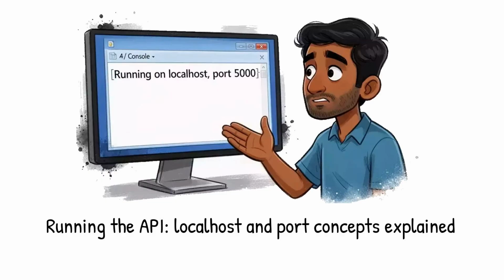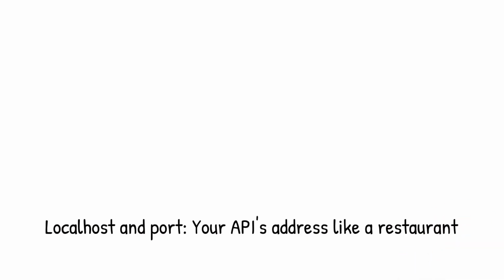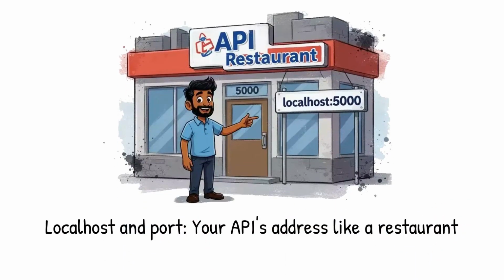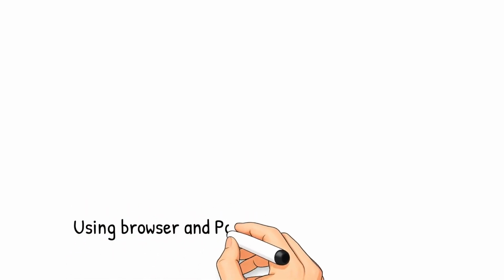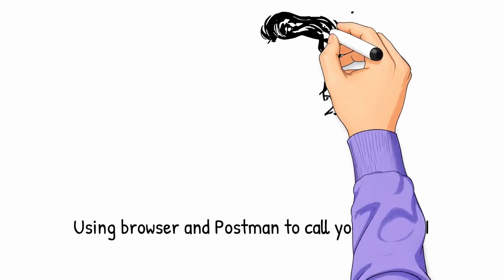Now, that word might be new, so let me make it simple. Localhost just means this very computer, right here. And port 5000 is like the specific door number your restaurant is sitting behind. Put together, your API is now open for business at the address localhost:5000. Now, remember episode 9, where we used the browser and Postman to call other people's APIs.